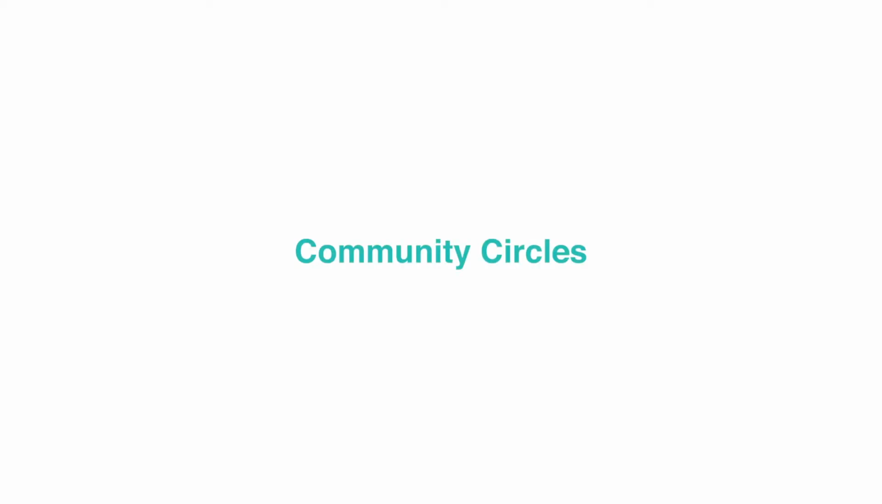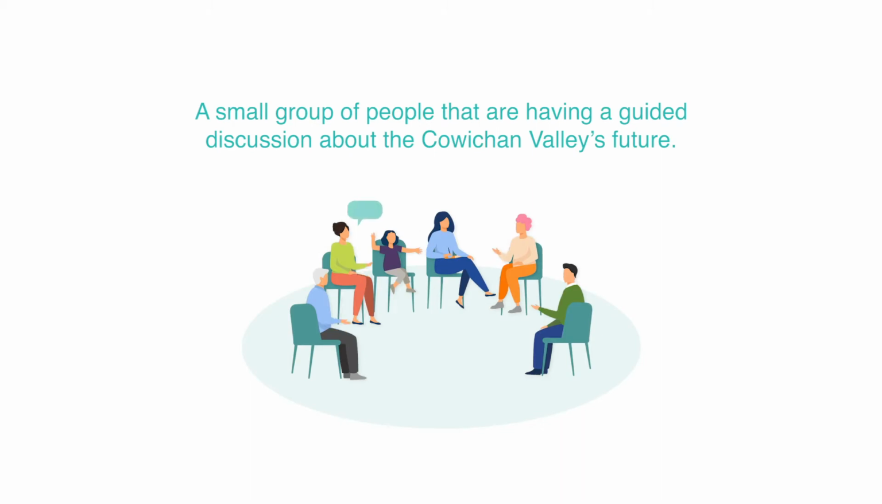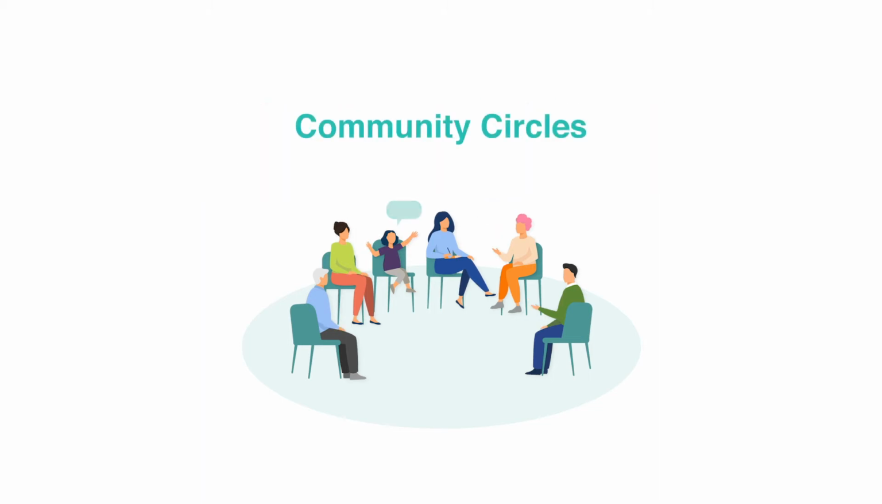is through community circles. A community circle is a small group of people that are having a guided discussion about the Cowichan Valley's future. It's a way for community members to gather on their own time and develop ideas towards the official community plan and the future of the Cowichan Valley. It's open to all ages and inclusive for anyone to participate.